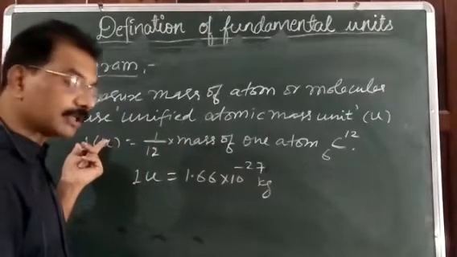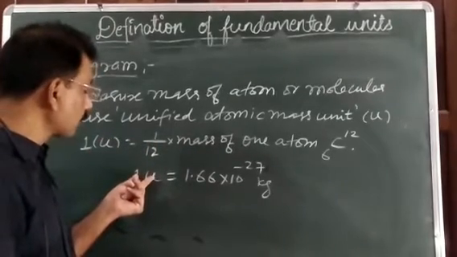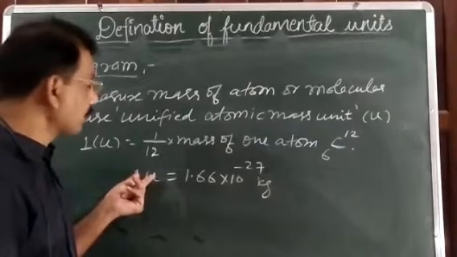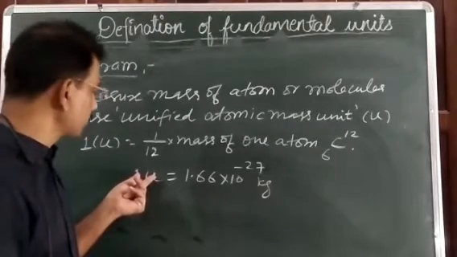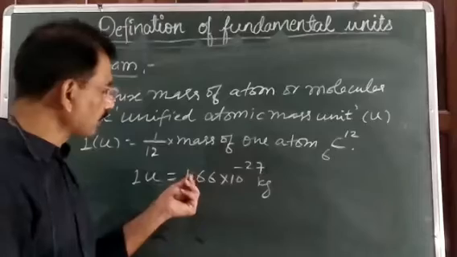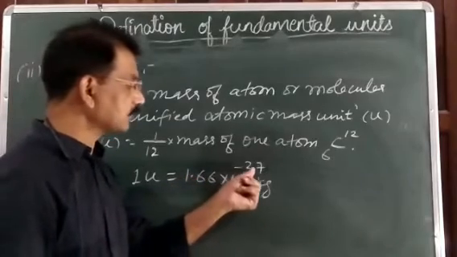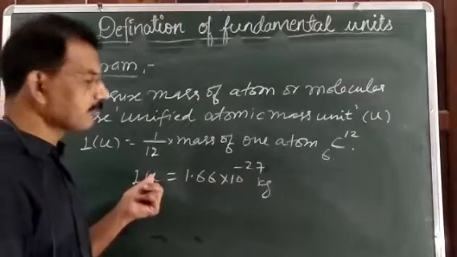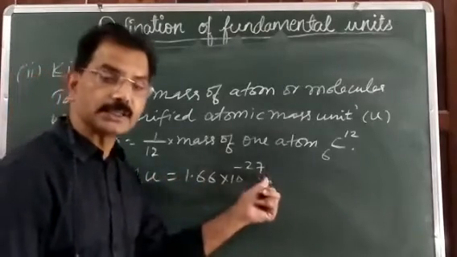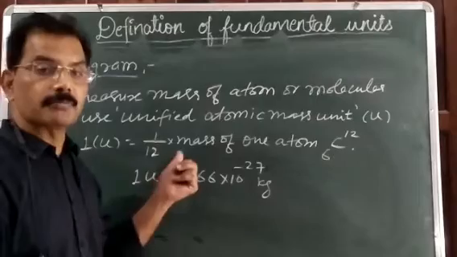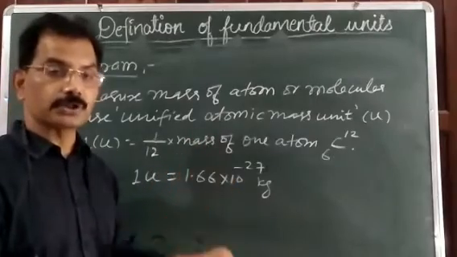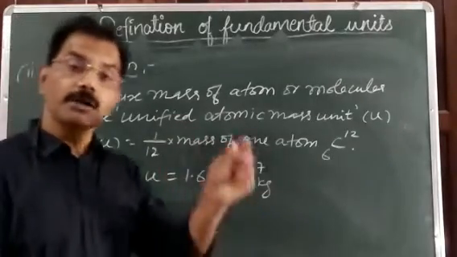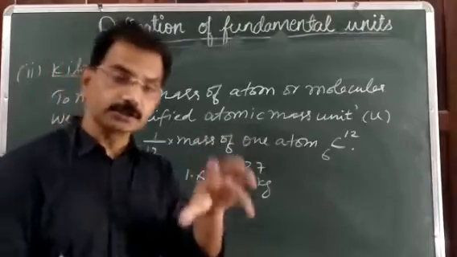And after calculation, you will get 1 u or 1 unified atomic mass unit, and in short, atomic mass unit is equal to 1.66 into 10 power minus 27 kg. So better you learn only this: one atomic mass unit is equal to how many kg. And remember, this atomic mass unit we use to measure the mass of atoms or molecules, which is very, very small.